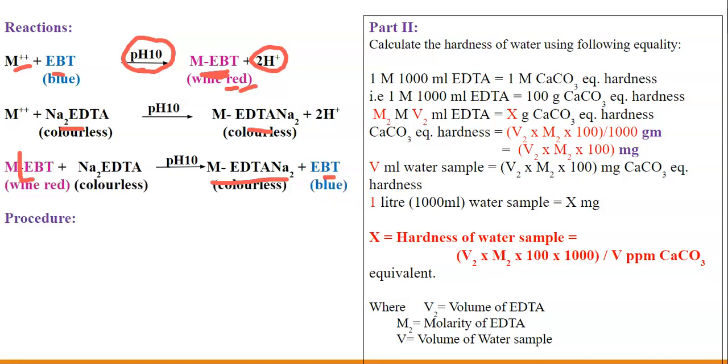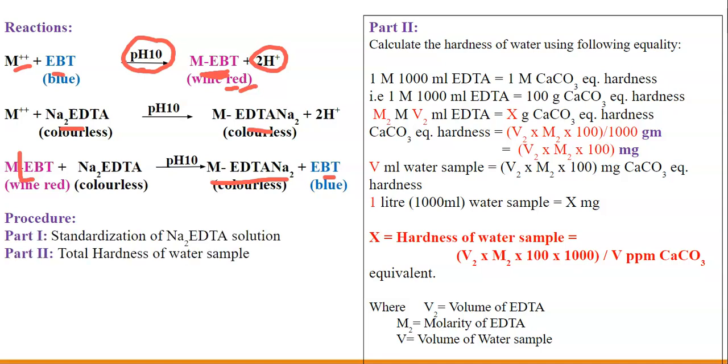So how is this actually performed in a laboratory? It is performed in two parts. The first part is standardization of the disodium form of EDTA. Standardization of EDTA means we need to find its concentration in terms of molarity. Standardization is finding the actual accurate concentration, or you can say molarity, of EDTA. How is it done? By titrating EDTA with a known volume of a known concentration solution of MgSO4.